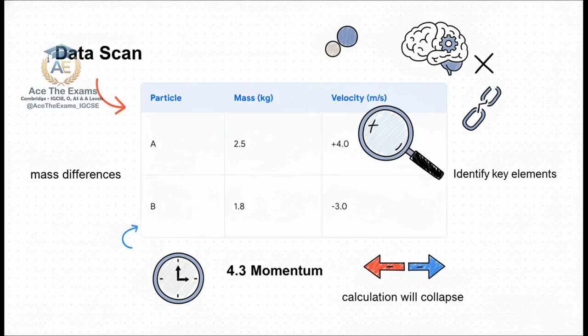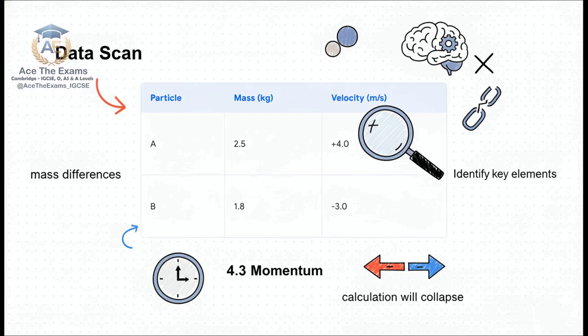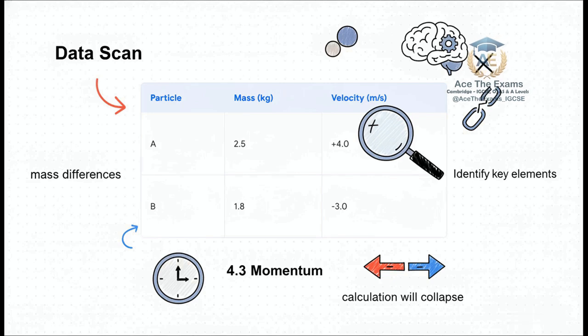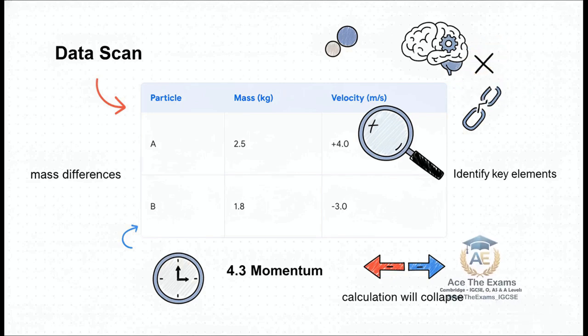Notice the mass differences between particle A and particle B here? Now really focus on the velocity vectors. One is positive, one is negative. If you rush through this, like our friend Sam from earlier, and ignore that tiny negative sign which indicates opposite direction, your entire calculation will totally collapse. This is exactly where you apply Step 1 of our framework. Identify key elements and explicitly note the directional vectors before you write down a single equation.